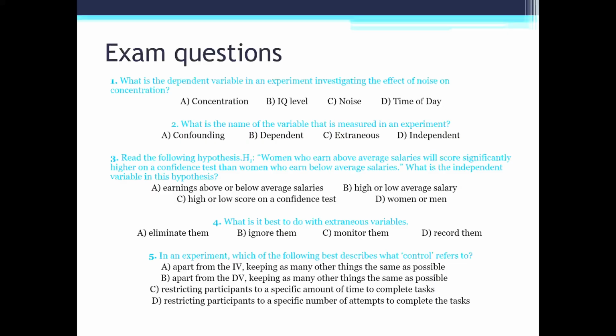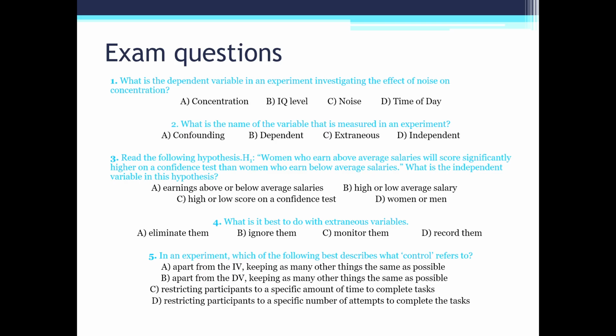So let's have a little look at some exam questions that are around this topic. So the first one is saying, what's the dependent variable in an experiment investigating the effect of noise on concentration? So if it's on something, that's what's being measured. So it's concentration that's being measured. It's looking at the cause of the impact on concentration being noise, that's your IV. Then number 2, what is the name of the variable being measured? So that's the dependent variable.